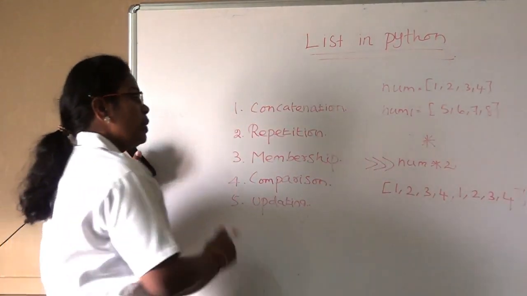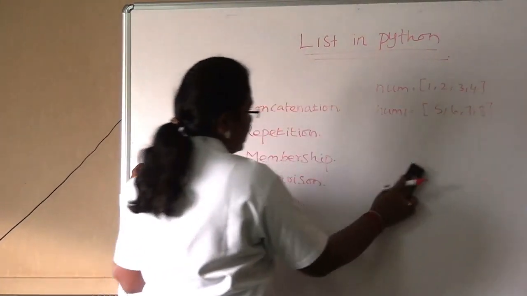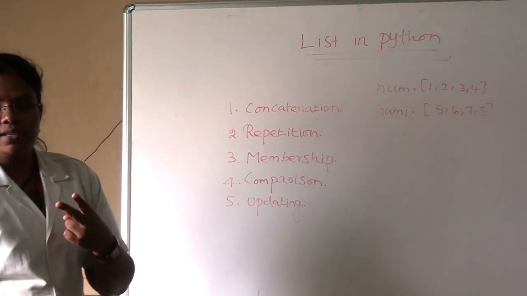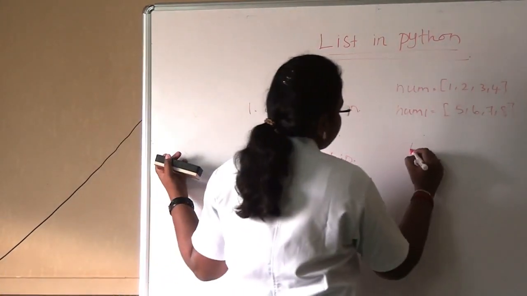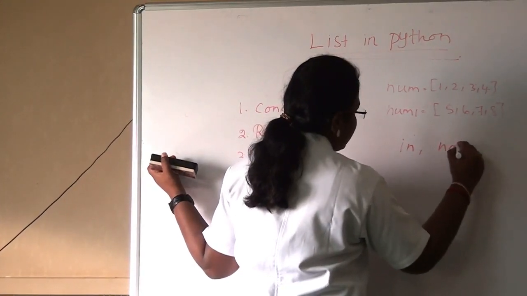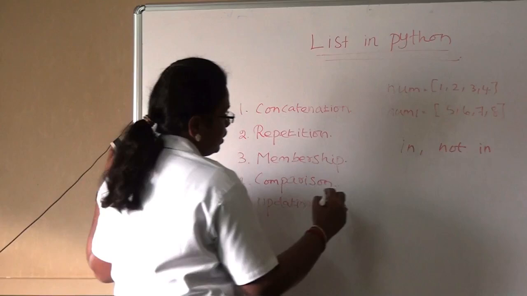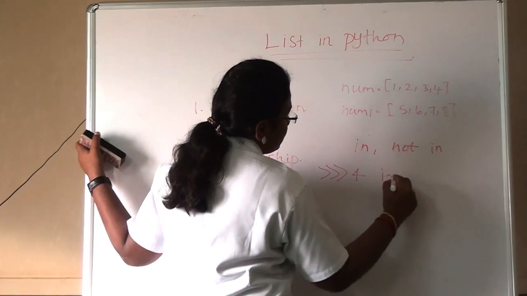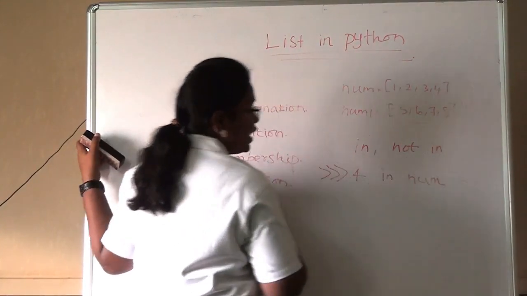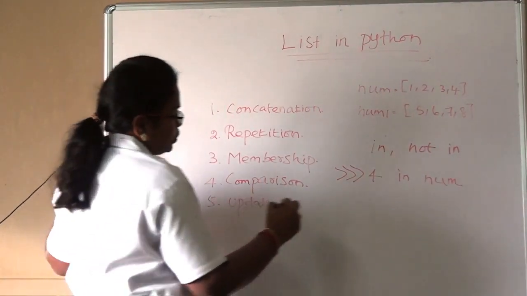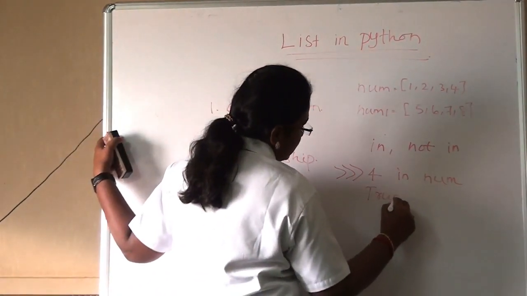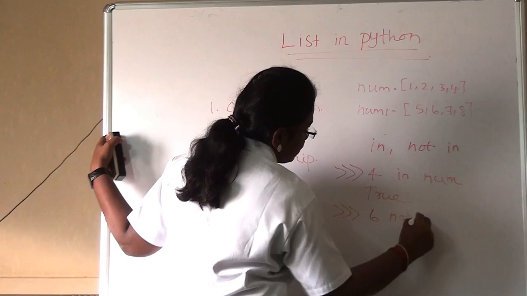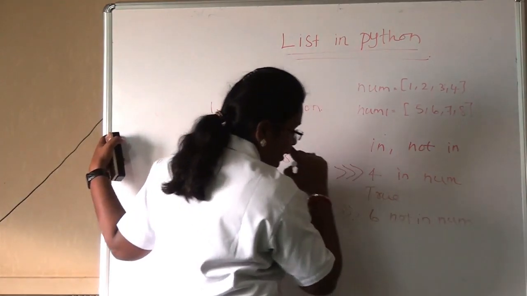The next one is the membership operator. I am checking whether the given element is present in the list or not by using two operators. First one is in and second one is not in. Both are operators present in Python. For example, the command is 4 in num. So what is the answer? True. It will return the boolean True. Second one, 6 not in num. Again, it will return True.